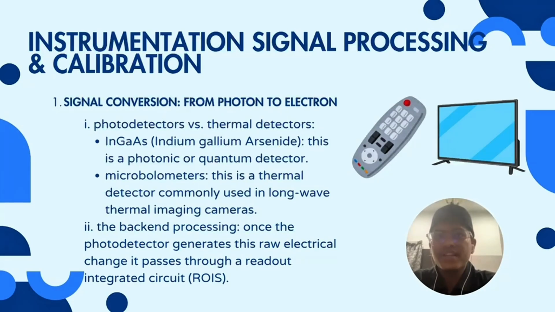First, we have InGaAs, or indium gallium arsenide, detectors. These are quantum detectors. When an IR photon strikes this semiconductor material, it directly excites an electron, generating an instantaneous electrical current. They are incredibly fast and highly sensitive, making them perfect for near-infrared applications.